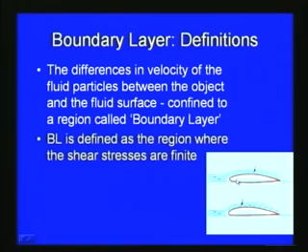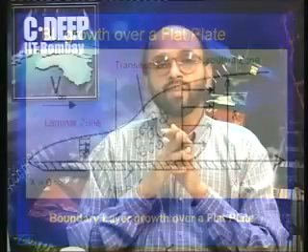If you consider a body like this, the free stream flow is coming with the free stream velocity like this, and the streamlines are shown here. The difference in velocity of the fluid particles between the object and the fluid surface is confined to a layer. This layer is called a boundary layer, and here the shear stresses are finite. We can analyze with respect to this boundary layer, and the remaining fluid flow we can consider as potential flow or ideal fluid flow depending upon the case. This way we can simplify the problem by considering the boundary layer and the flow beyond it.